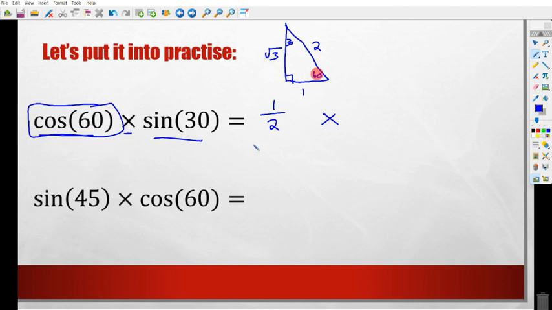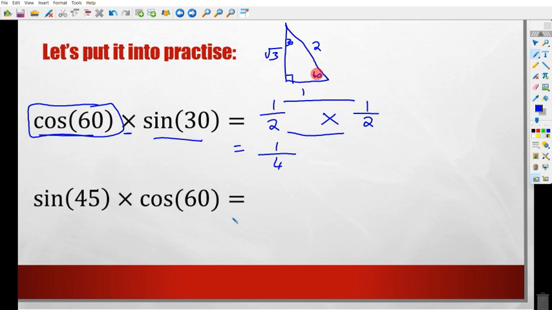Now I'm going to say multiply, and sine of 30. We know that sine of 30 is opposite over hypotenuse, which is 1 over 2. Now multiplying fractions. You guys love doing that. We always say top times top, bottom times bottom. 1 times 1 is 1 over 2 times 2, which is 4.